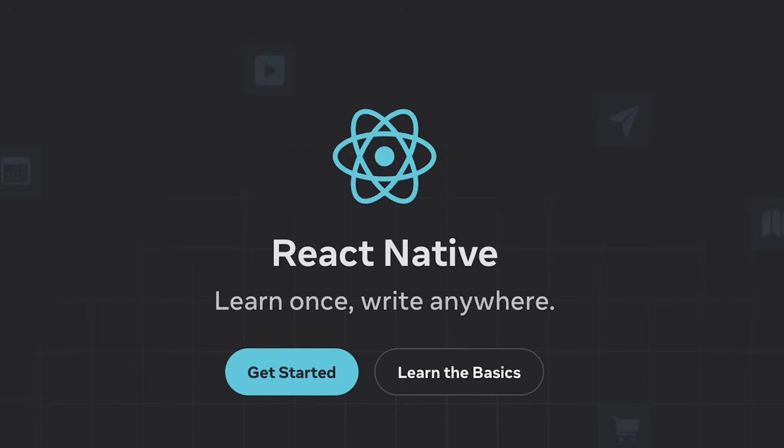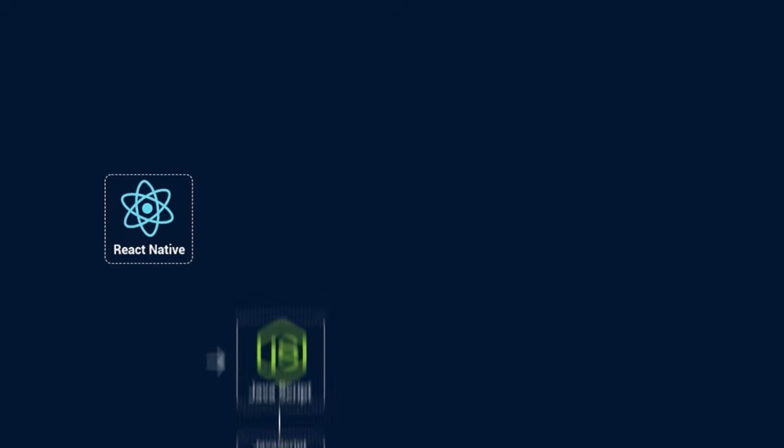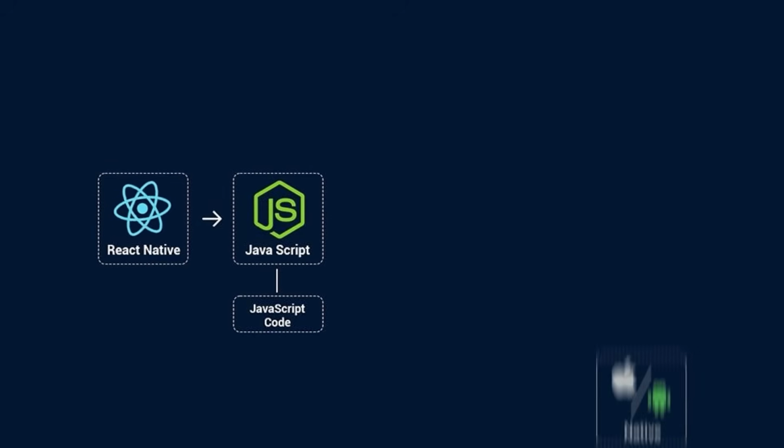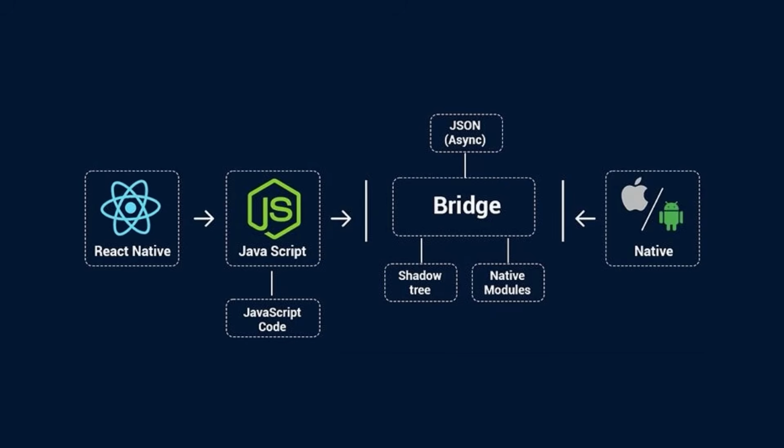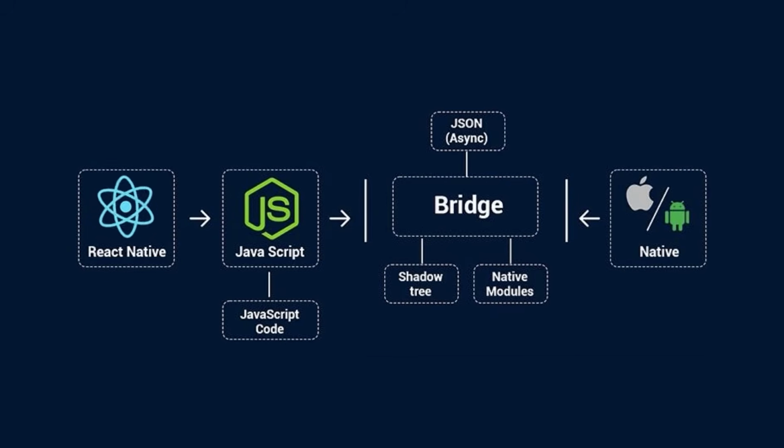To understand the difference, we first need to understand how React Native works. Since React Native is written in JavaScript, it connects with the native architecture through something called the JavaScript bridge. And React Native offloads almost everything to the JavaScript bridge. This includes user events like gestures, taps, and scrolling.